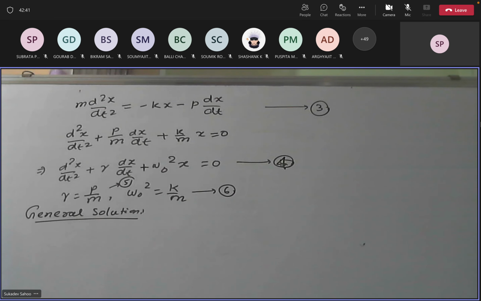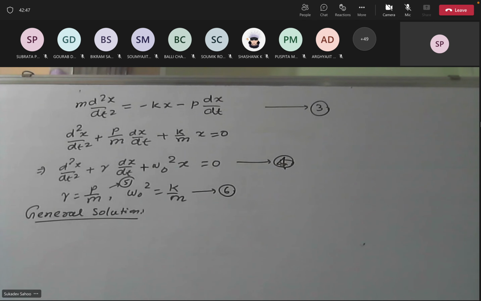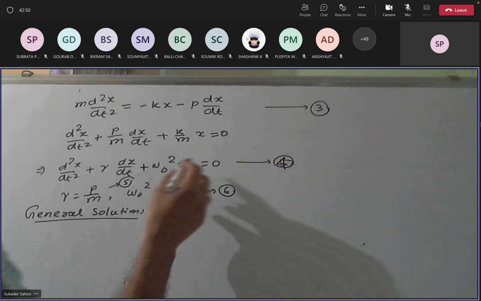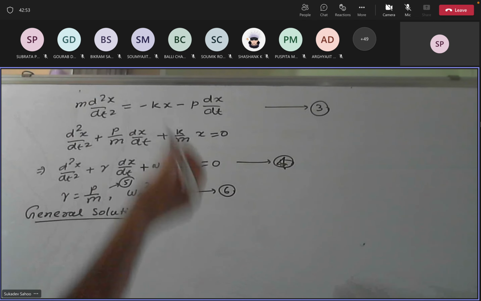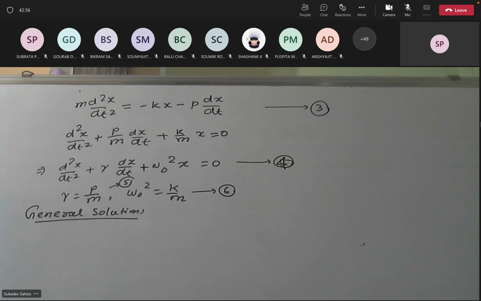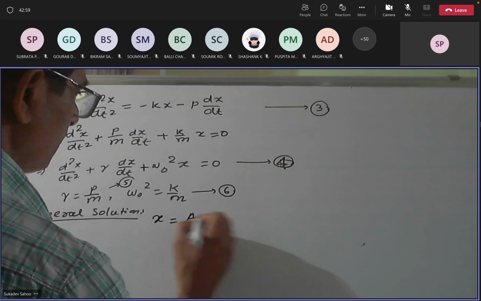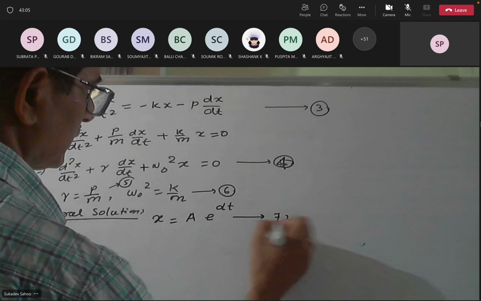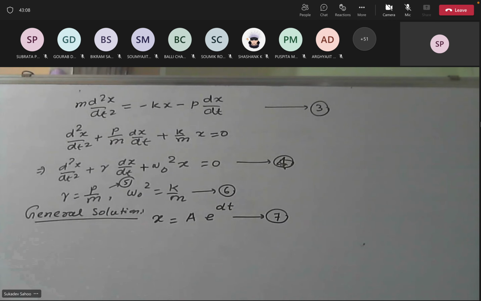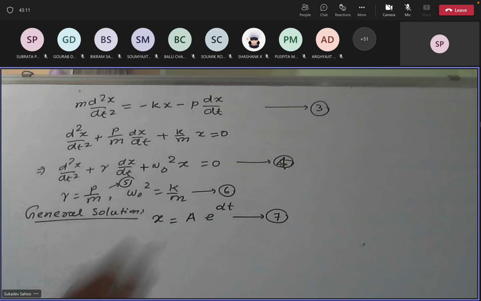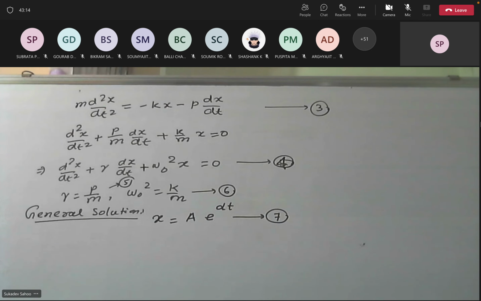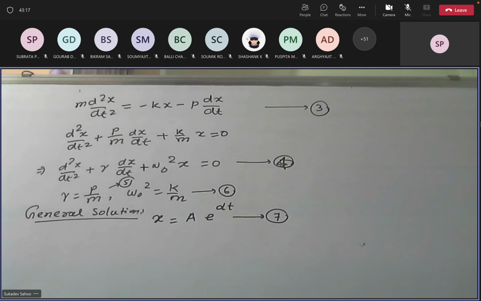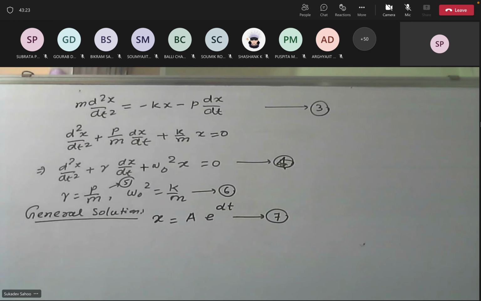Now, your equation number 4 is a second order linear differential equation. Now, we can use the solution of this equation as an exponential function. That means let us take x equal to a e to the power alpha t. Let us assume that x equal to a e to the power alpha t is a solution of equation number 4. I think all of you know that if equation number 7 is the solution of equation number 4, then equation number 7 should satisfy equation number 4.